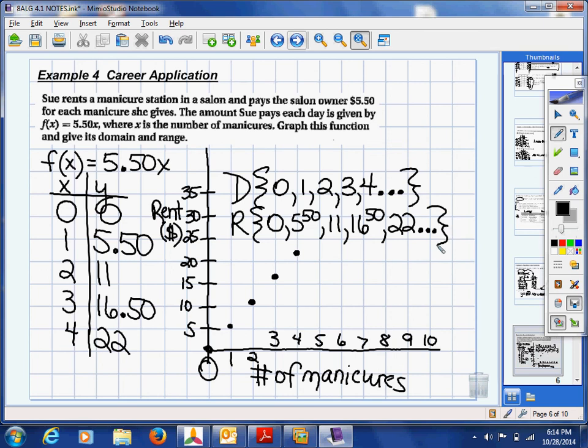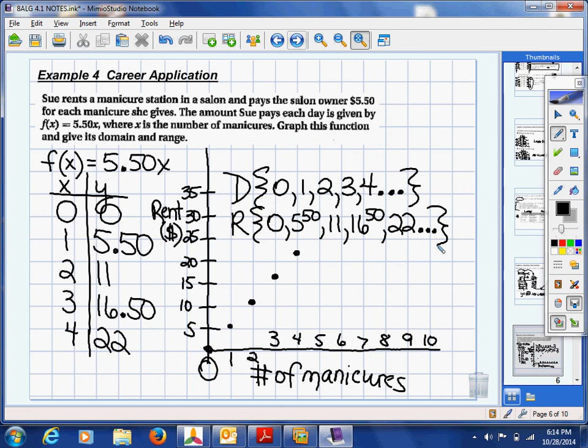We're not going to do inequalities because inequalities indicate numbers in between the numbers, and we don't want to indicate those numbers in between. You can't do half a manicure. So we're not going to use the inequalities. We're going to use these numbers in those patterns for the domain and the range.